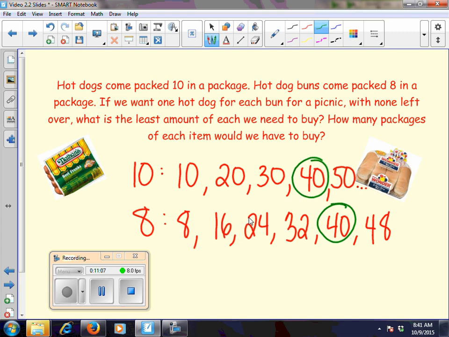Wow, that's a lot of hot dogs, Miss Abbott. It is indeed. That doesn't answer the question now, does it, Mrs. Highland? The question doesn't ask for 40. It actually asks for how many packages of each.